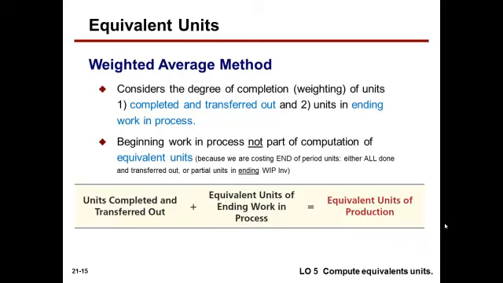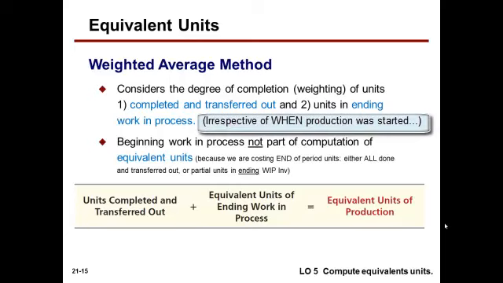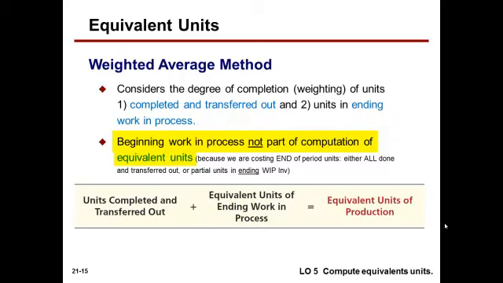Now this chapter uses what's called the weighted average method to complete our production cost report. The weighted average considers the degree of completion, the weighting of units both completed and transferred out, and also units in ending work in process. The beginning work in process is not part of our computation of equivalent units.